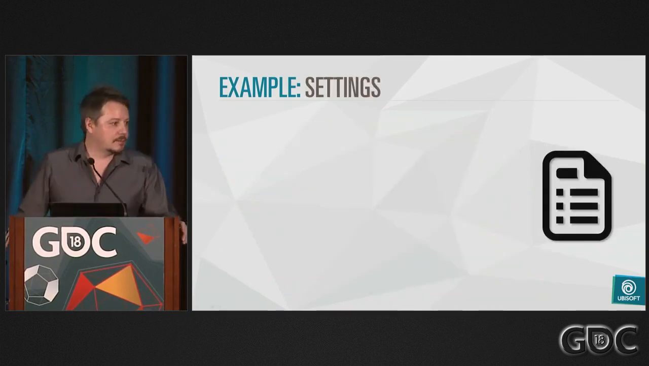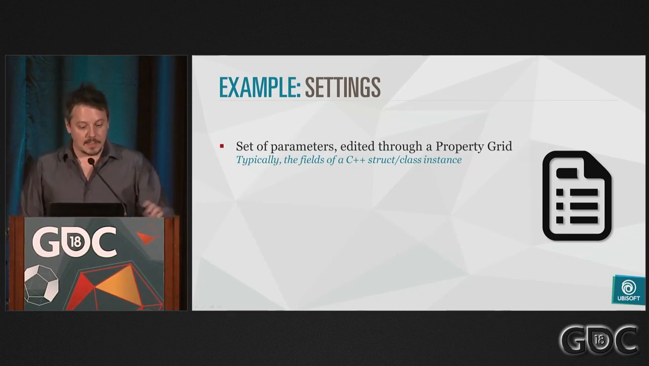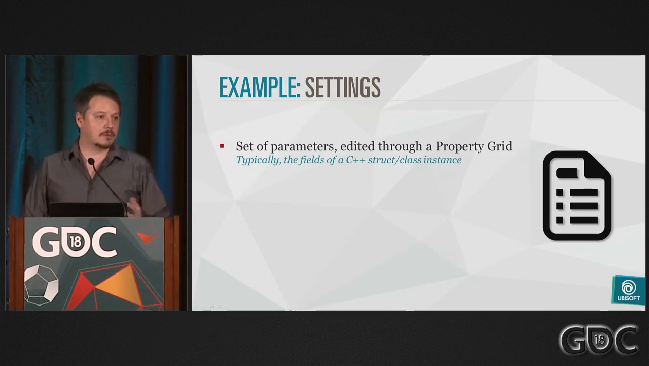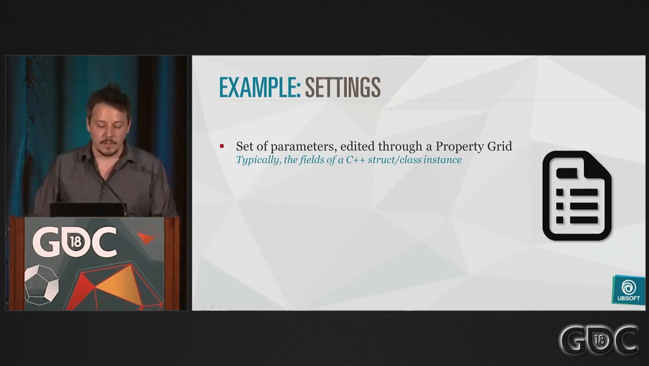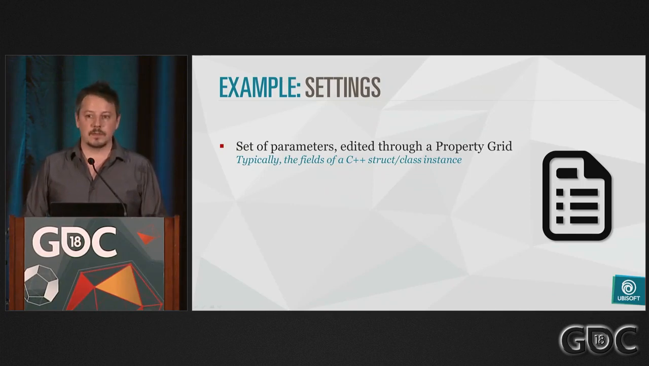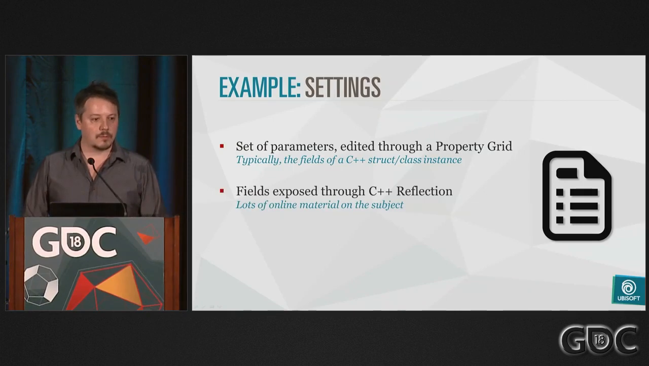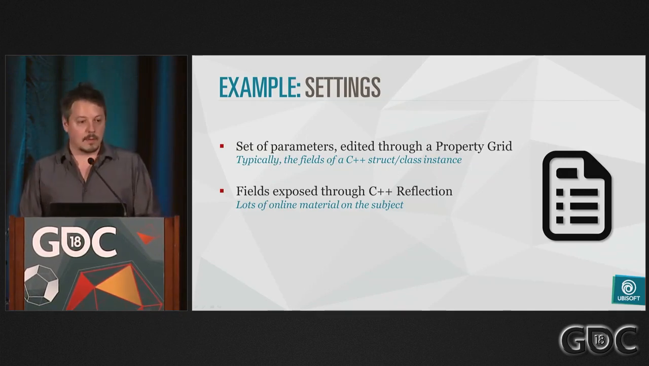Another example I'd like to talk about is what we call settings, because all engines out there actually feature such a type of asset. Settings can be seen as just a set of parameters that are usually edited through a property grid. And usually those are the fields of a C++ class or structure exposed through C++ reflection. So our engine is actually implementing C++ reflection, like almost all engines out there, so I'm not going to talk about that. There is a lot of content online about the subject.